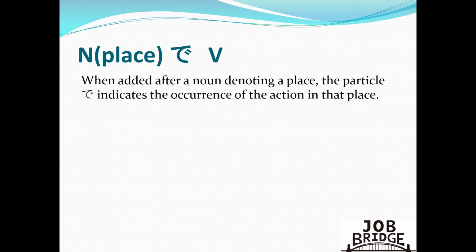In the previous lesson, I taught you that de can be used as a means of transportation when you're going to a certain place. Now, in this lesson, there is another use of de. But here, it is used with a noun, which is a place, de, and a verb. When added after a noun denoting a place, the particle de indicates the occurrence of the action in that place.